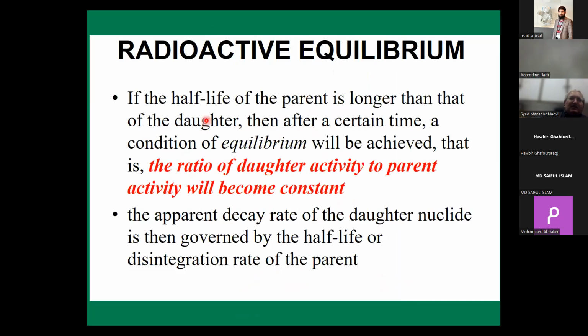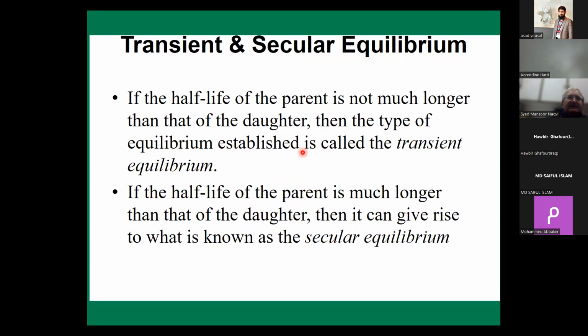I will talk a little about the radioactive equilibrium because it is again the parameter on the basis of which we select the radioisotopes in our daily use for nuclear medicine particularly. And you can see how we define it. When the ratio of daughter activity to parent activity becomes constant, we define it as the equilibrium has been achieved. And apparently the decay rate of the daughter nuclide is generally governed by the half-life or disintegration rate of the parent.